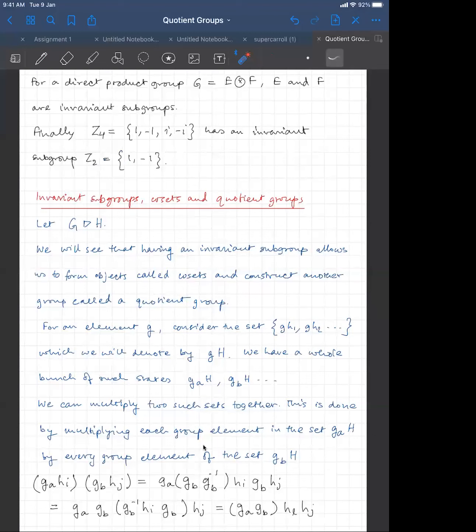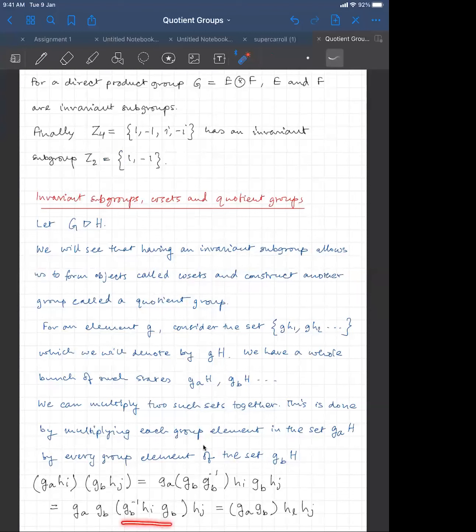And we can multiply two such sets. This is done by multiplying each group element in the set gaH with every group element of the set gbH. Okay, so let's just do this. Let's see what the resulting set will be. So we start off with ga hi and gb hj, and we insert an identity here. So ga, gb, gb inverse, hi, gb, hj.